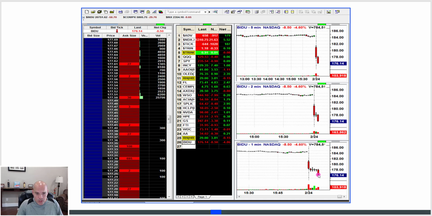Guys, look at the 1-minute chart. It's at 176.14. It's down $1.50 almost already. You would have been up $500-600 just in the first 10 seconds. You have to learn how to get filled too. That's a topic for a different day.